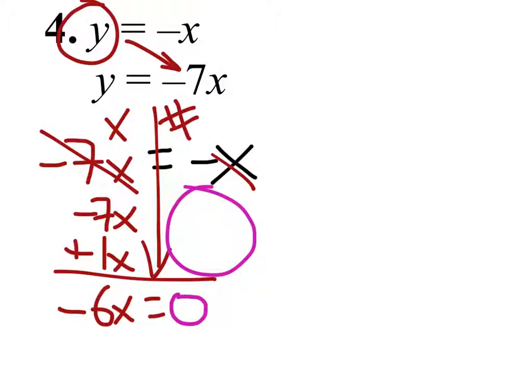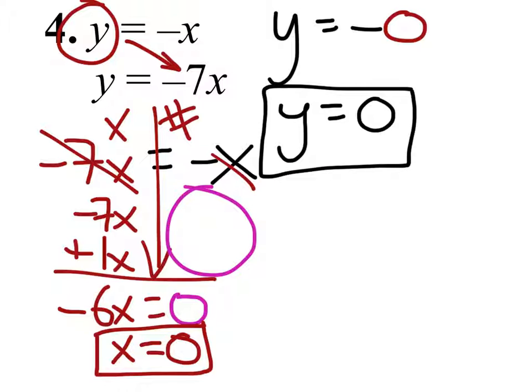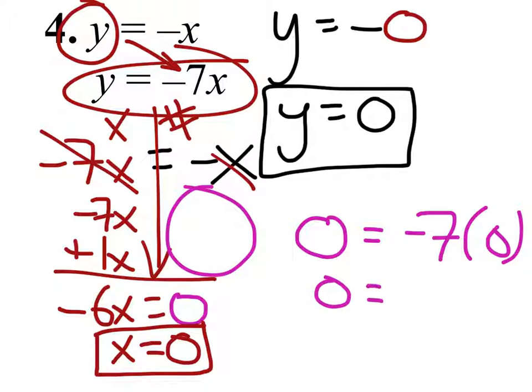Okay. So negative 6 times what equals 0? 0. X equals 0. All right? Well, if we look at this top equation where y equals negative x, it's just a negative 0. Negative 0 is the same as 0. So it looks like y is 0. Let's check. We're going to use that second equation right here. To check, if y is 0, then it should equal negative 7 times 0, which is good. Check.